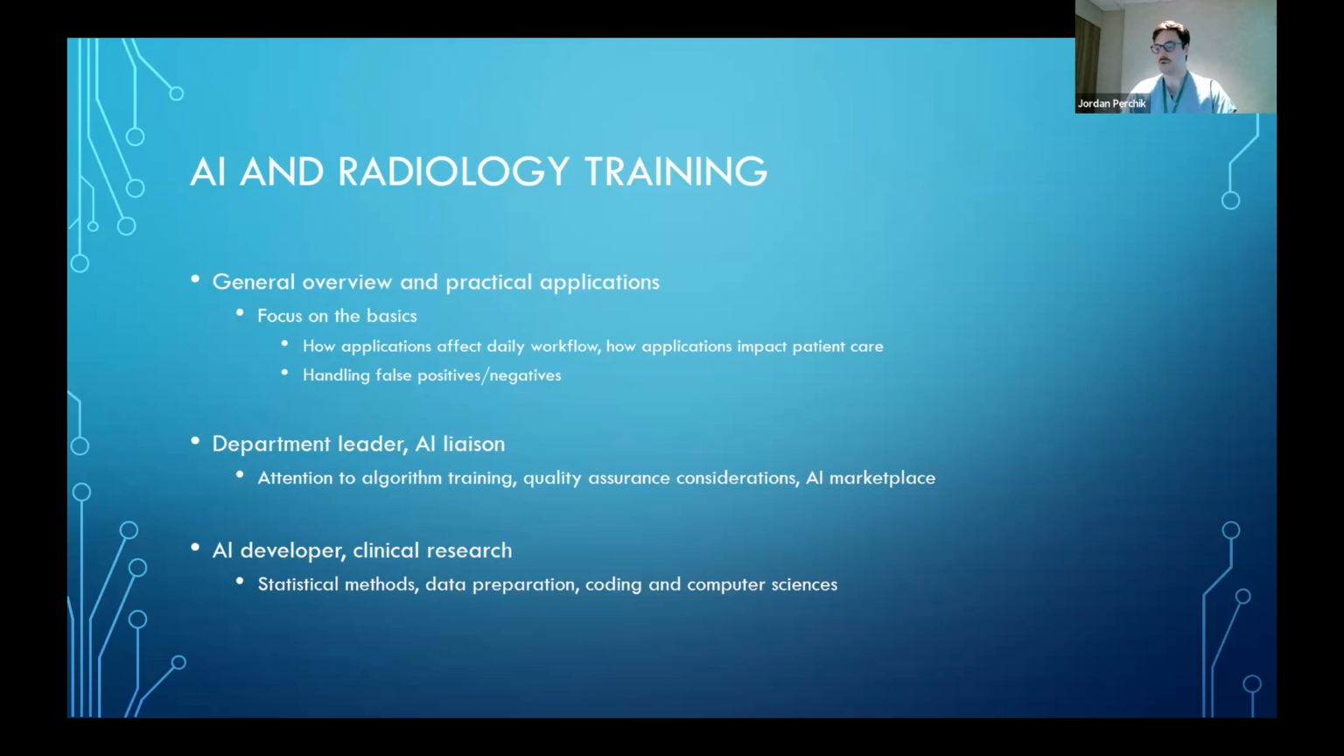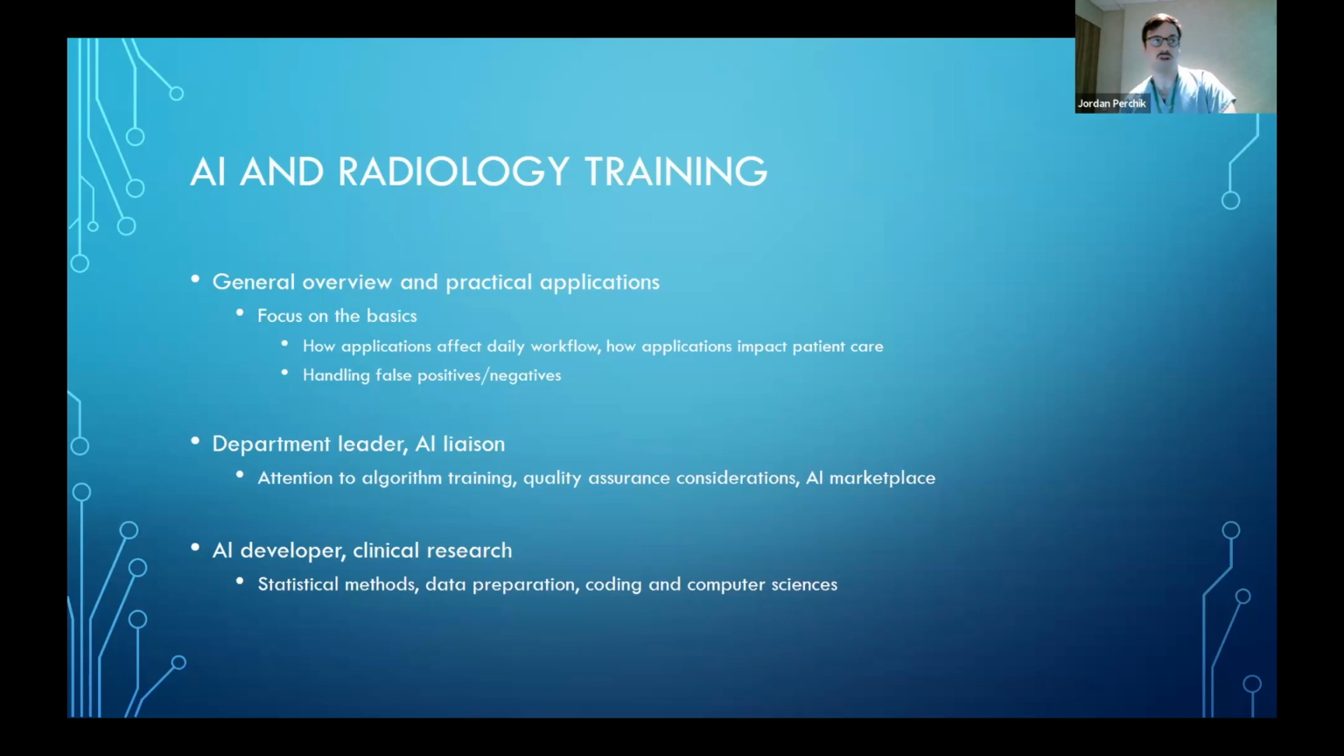And then at a higher level, you have an AI developer and clinical researcher. This is going to be the individual that needs to be an expert on the statistical methods, data preparation, and they need to have a more robust coding and computer science background. So that's not something that's required for everyone.